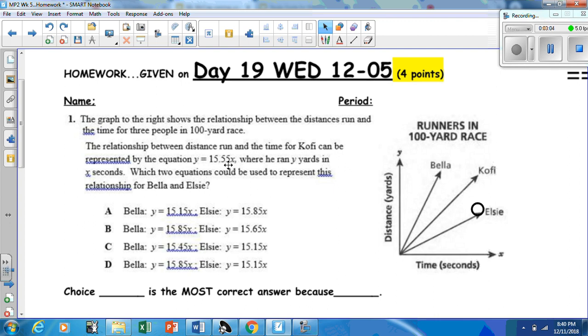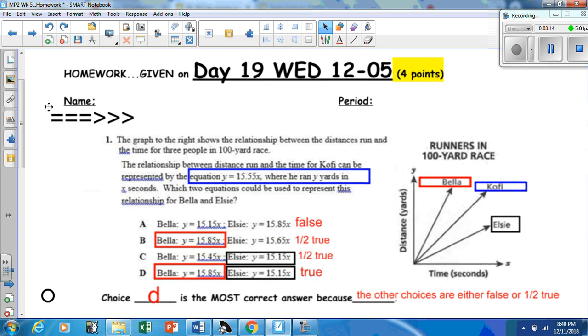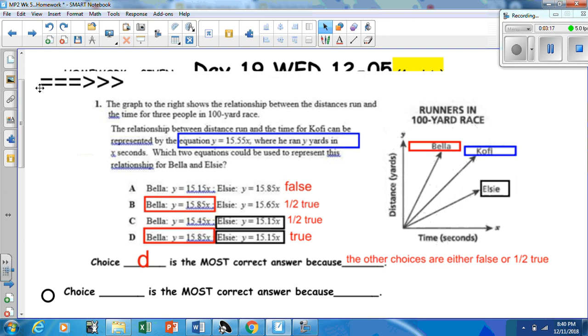In the solution, I've highlighted everything related to Kofi in blue, everything related to Bella in red, and everything related to Elsie in black. So A is wrong on all levels. No partial credit there. B is partially correct. C is partially correct. The only thing that's 100% true is choice D, because the other choices are either false or half false.